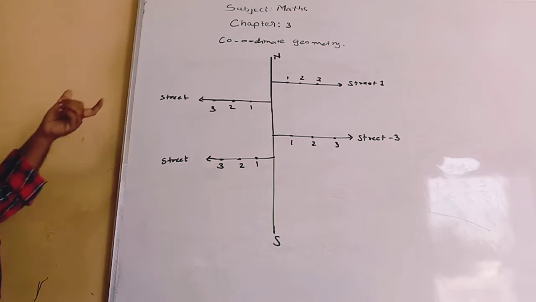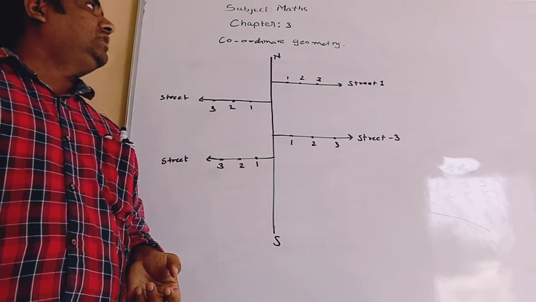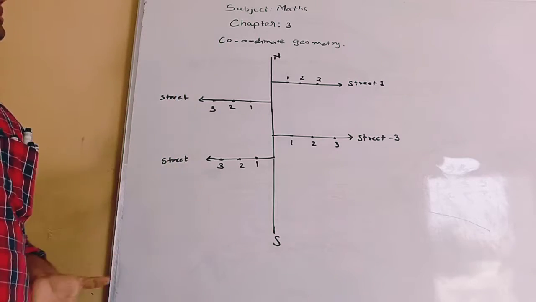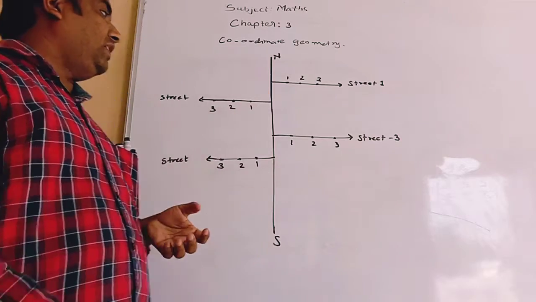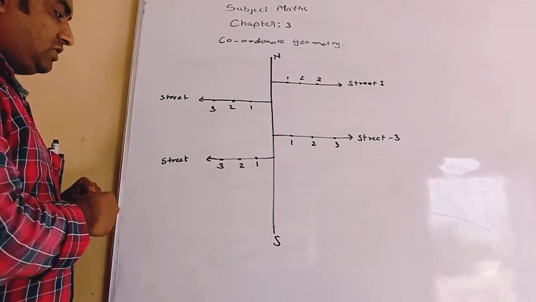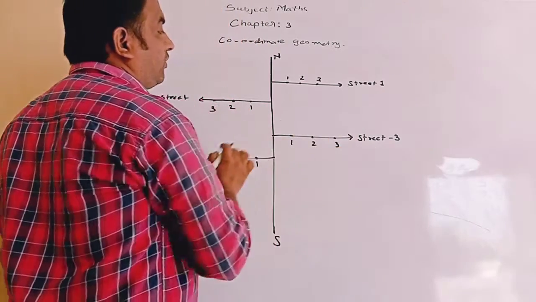Hello friends, today in chapter 3 we will learn coordinate geometry. So this is the first time you are studying it. Till now you have studied numbers on a number line, or a single line. Suppose, in this way, you represent 1, 2, 3 on one line.